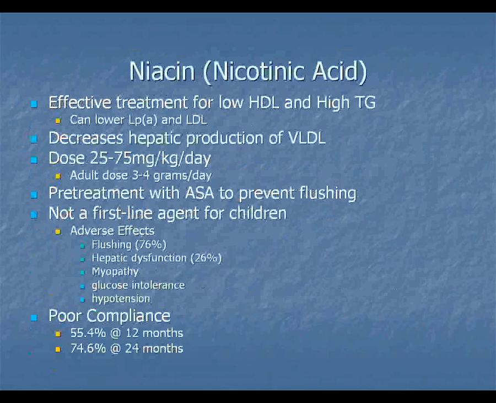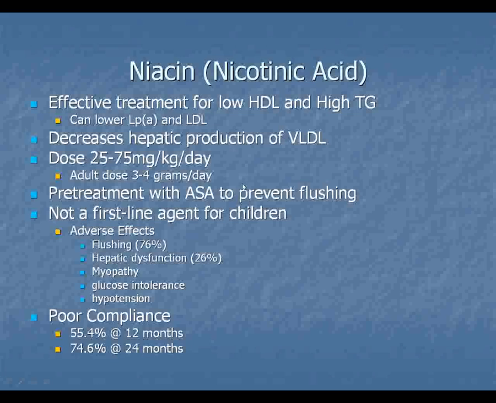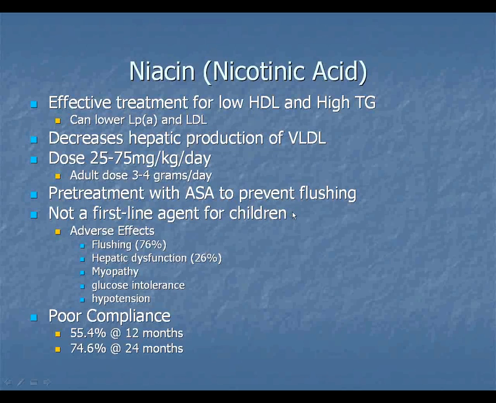Niacin is not a medication that we typically use to treat pediatrics. There is a recommended dose, 25 to 75 milligrams per kilogram per day. This can be effective for treating low HDL and high triglycerides, but really the best treatment for low HDL and high triglycerides is going to be diet and exercise. Pre-treatment with aspirin is recommended, which raises even more red flags for treating children, which is why we also avoid niacin, in addition to the adverse effects associated.